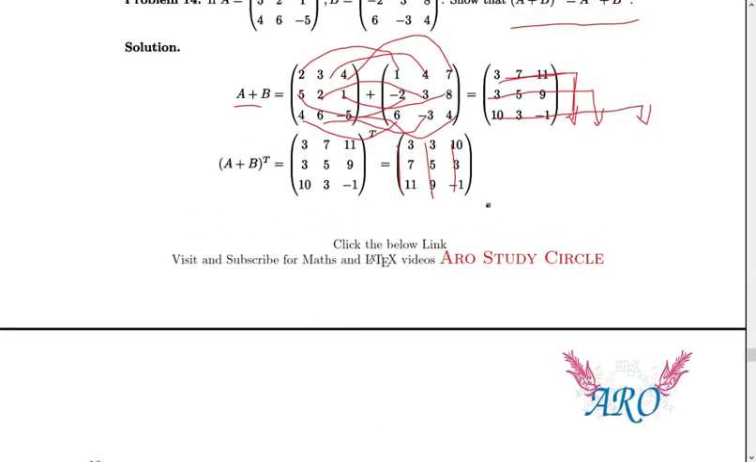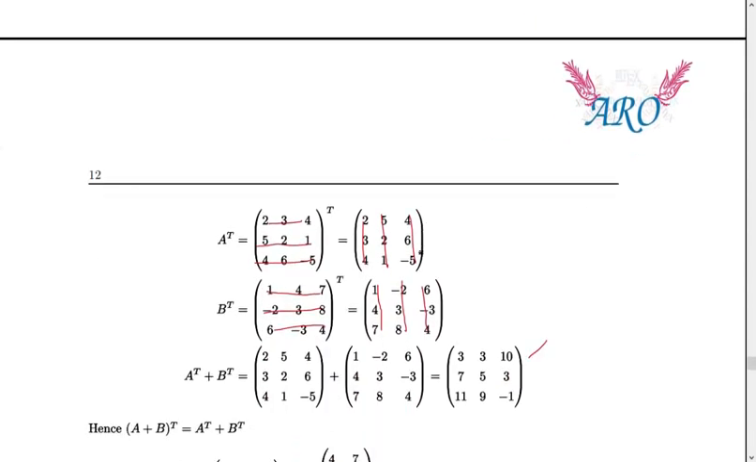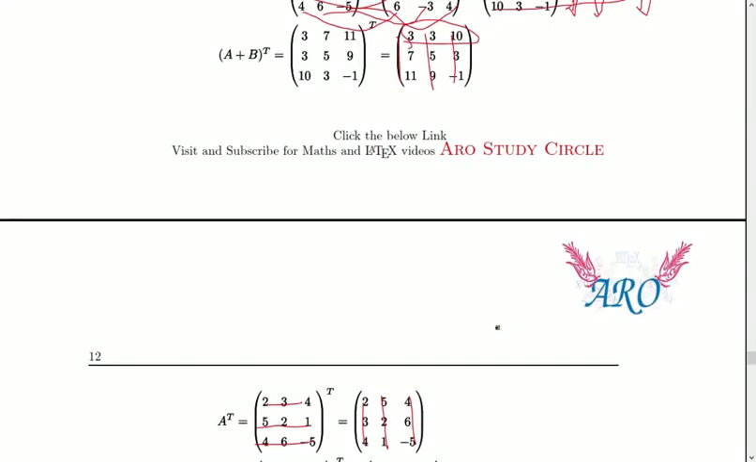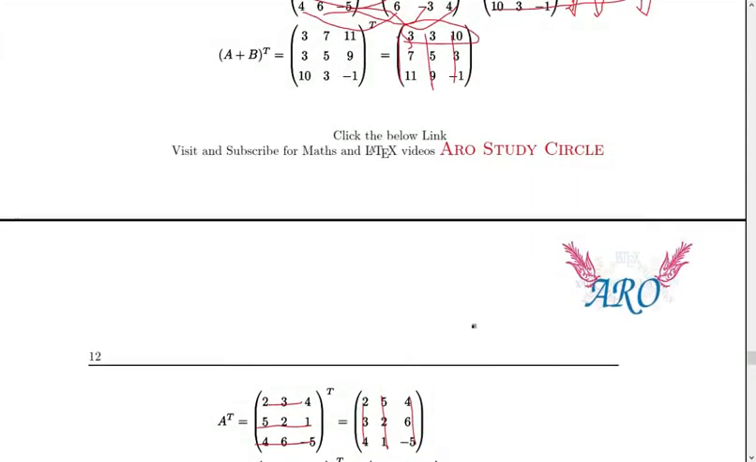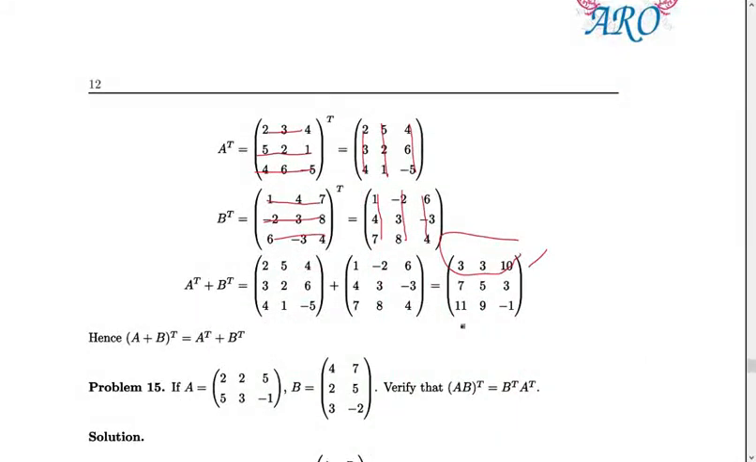So compare these values. (A plus B) whole transpose has first row 3 3 10, here also 3 3 10. In the second row 7 5 3, and 7 5 3. Third one 11 9 minus 1, and 11 9 minus 1. Yes, (A plus B) whole transpose equals A transpose plus B transpose. It's true.